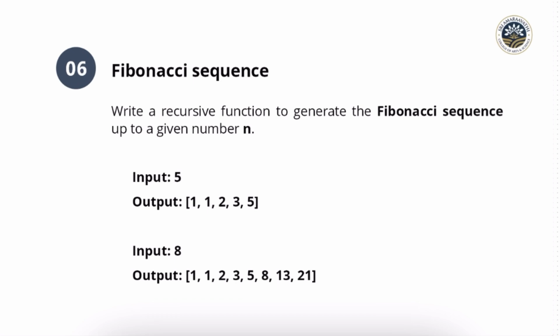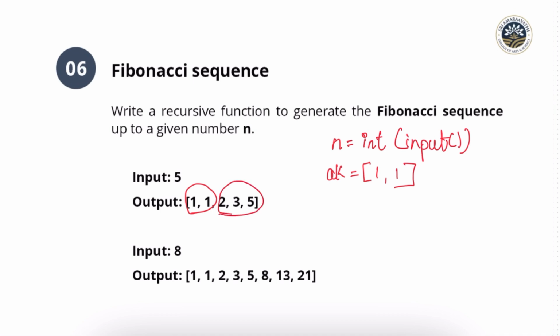You just need to get an input from the user. So n is equal to int of input. Integer input I got. After this, clearly see these two elements are common. So add them in a list, 1, 1. Remaining, how many elements do I need to find? 3 elements, which is nothing but 5 minus 2.